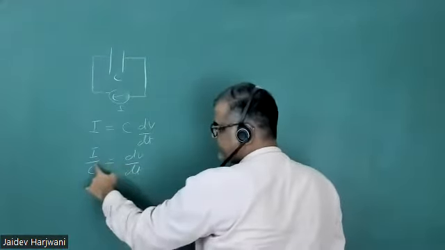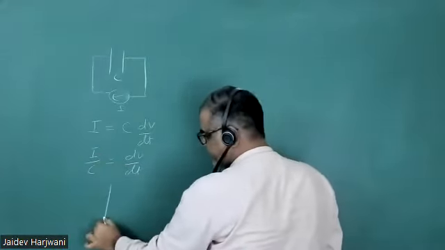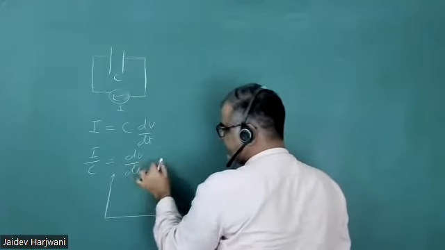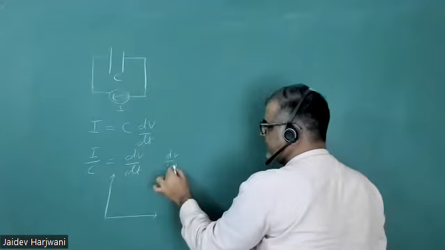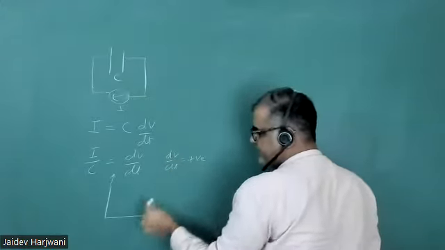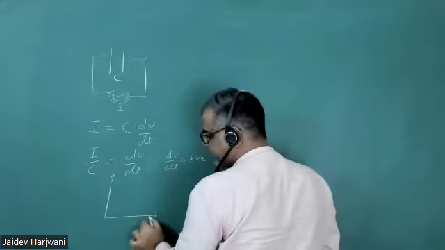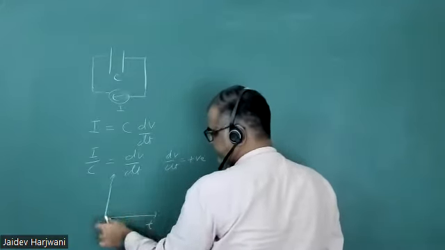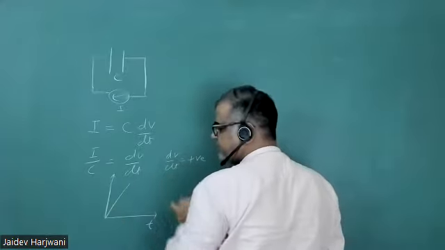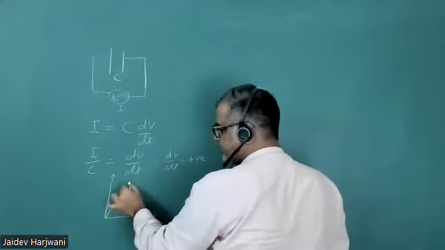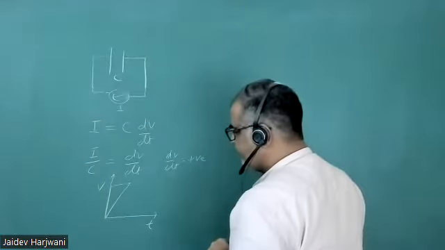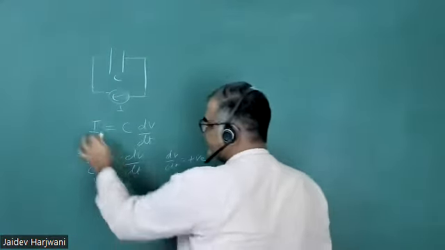Now dV by dt is constant and positive, so the capacitor voltage will increase with time. That means V will change with time. Depending on how much time you're applying it, and the value of dV by dt, the capacitor voltage will increase up to some fixed voltage V. The capacitor will charge.